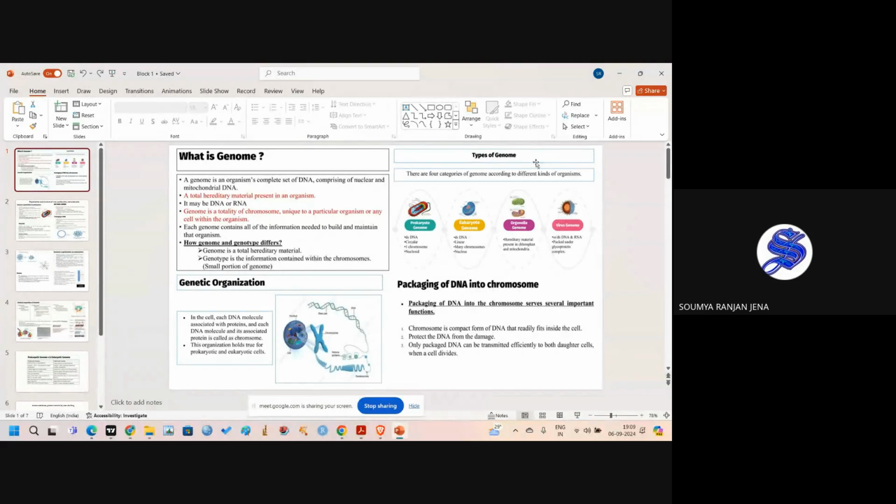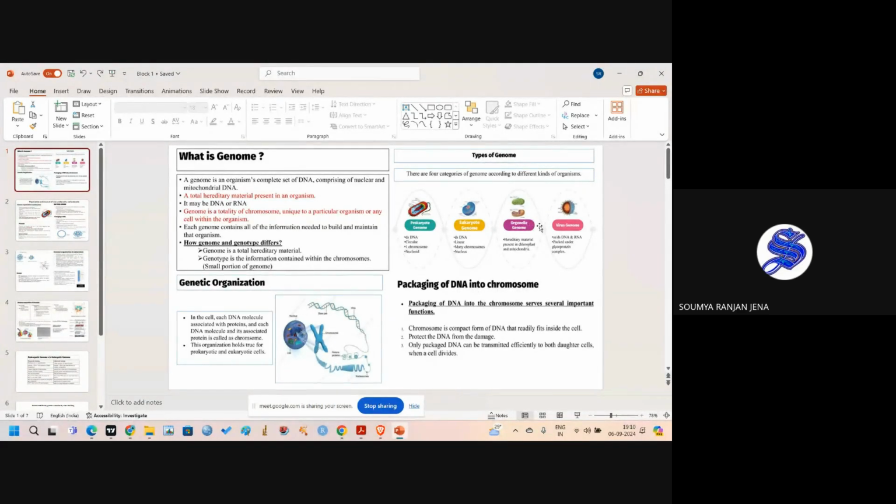Then we divided the genome into four categories: prokaryotic genome, eukaryotic genome, organelle genome, and virus genome. We have discussed that the prokaryotic genome contains double-stranded DNA with a circular genome structure, and it contains one chromosome and nucleoid. In the eukaryotic genome, the DNA is double-stranded and linear in structure, and it contains many chromosomes. For example, in human beings 23 chromosomes are present, inside the nucleus, but in prokaryotes in the nuclear region.